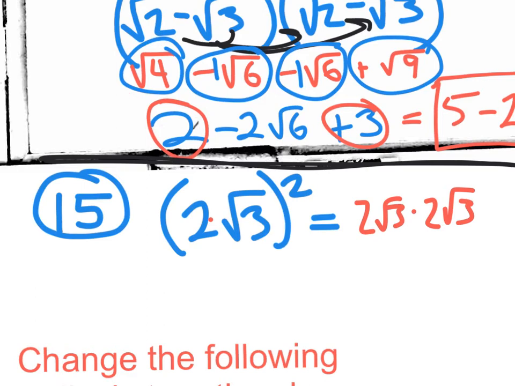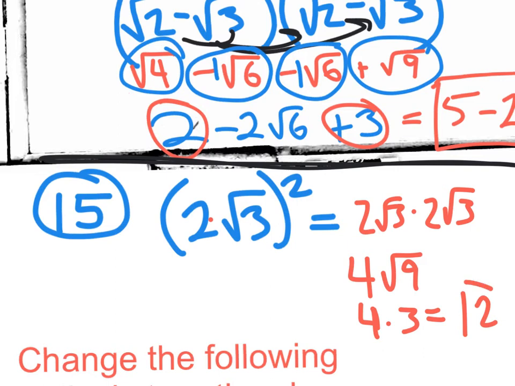And let's do the coefficients, the nice numbers first. The 2 times 2, that would be 4. And what would the square root of 3 times the square root of 3 be? Square root of 9. And what's the square root of 9 really? So you really have 4 times 3. So the final answer here would be 12.